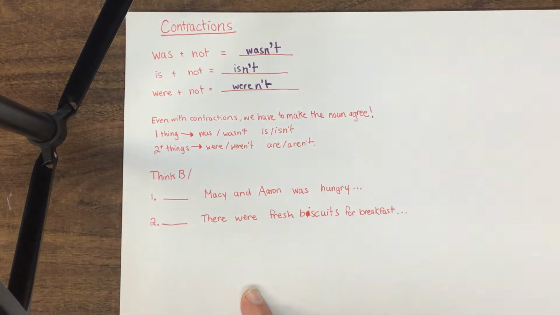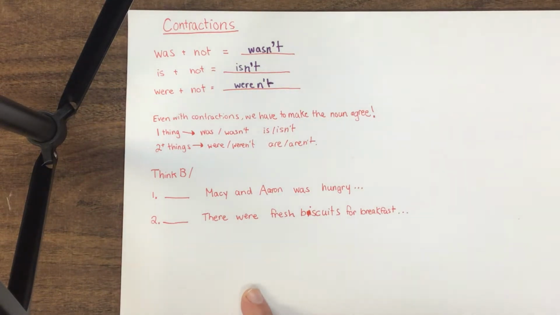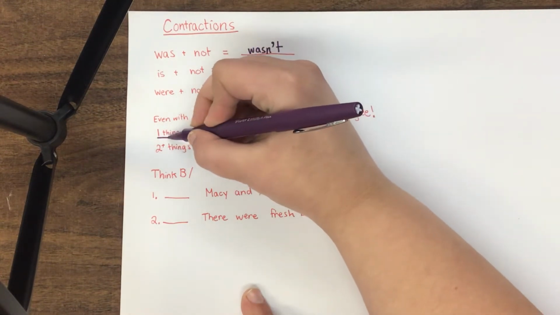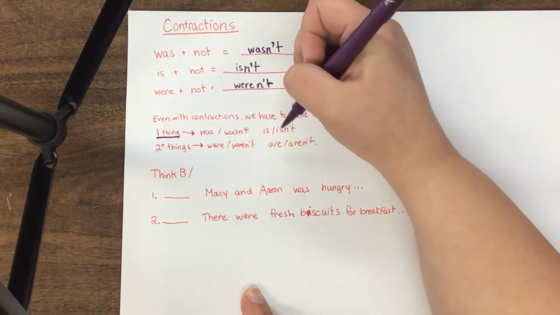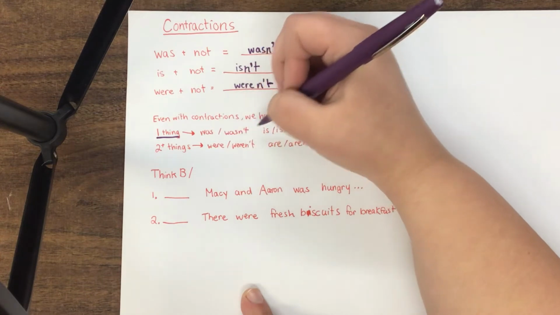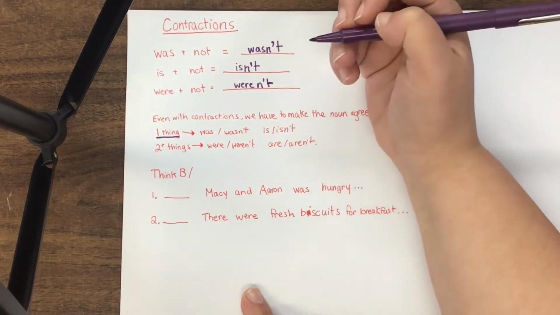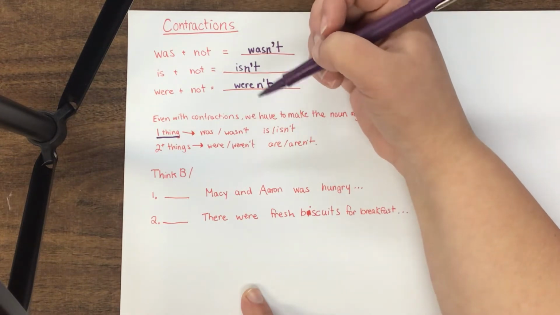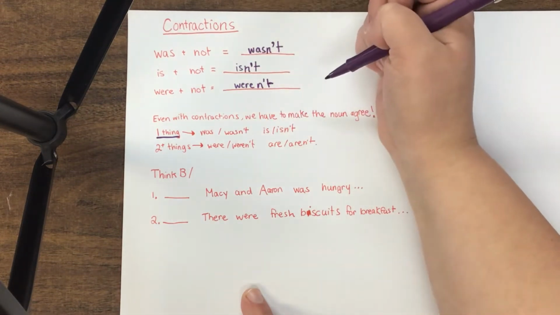So the one thing I want us to remember today is that even when we have these contractions, we have to think about how we make our noun agree with our verb. So for example, if our noun is singular or it's one thing, we would use something like was or wasn't, or is or isn't. For example, the dog was happy. The pencil isn't on the floor.